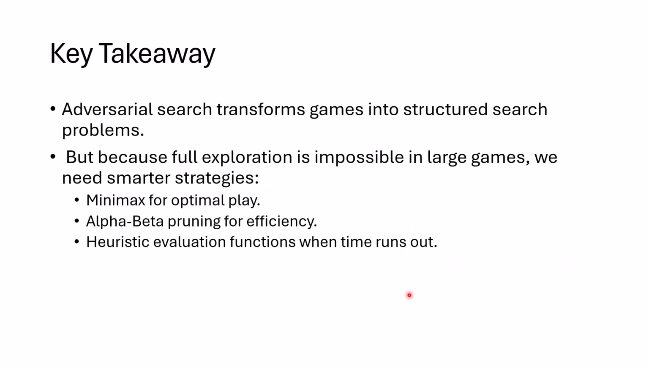So the key takeaway is adversarial search transforms games into structured search problems. It's again a search problem, but our existing search algorithms will not be able to analyze it. Because full exploration is impossible in large games, we need smarter strategies like minimax for optimal play, alpha beta pruning for efficiency, and heuristic evaluation functions when time runs out.